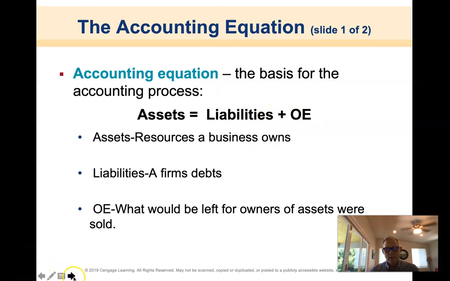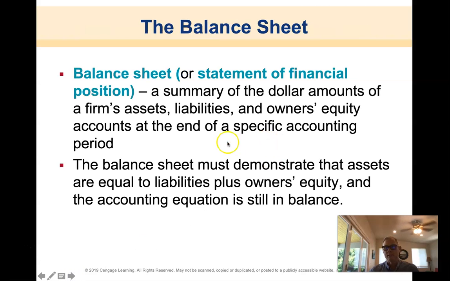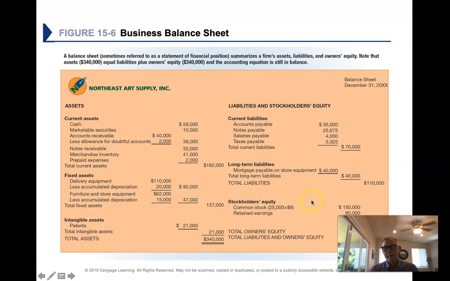your equity. And what that looks like on the balance sheet is it's a summary of the dollar amounts of a firm's assets, liabilities, and owner equity accounts at the end of a specific accounting period. So like at the end of every month, at the end of every quarter, at the end of every year. The balance sheet must demonstrate that assets are equal to liabilities plus owner's equity, and the accounting equation is in balance. That's why they call it a balance sheet. You will learn much more about this in Accounting 201 or 2001. That's financial accounting. Here's what a balance sheet looks like.